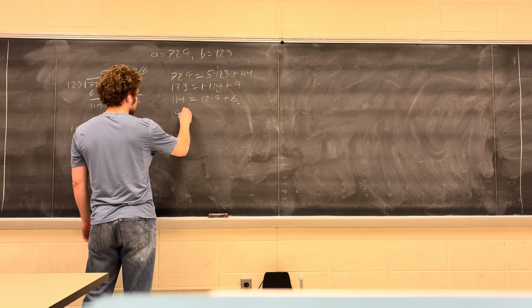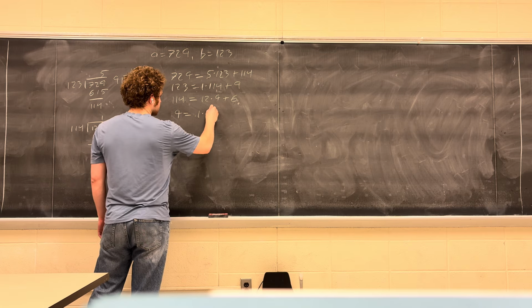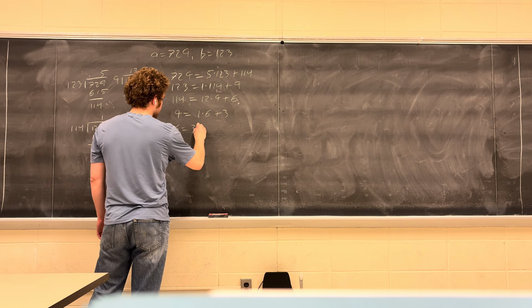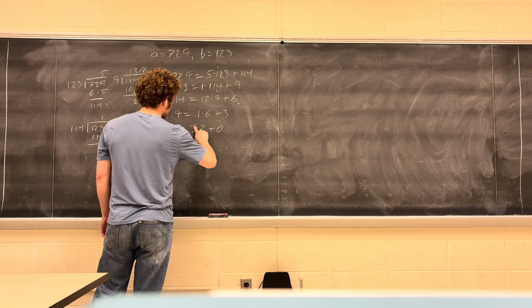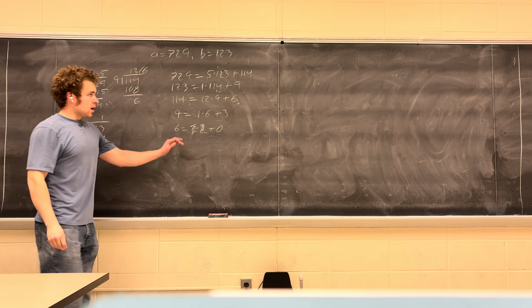Okay, and then the last one's simple, no real need for long division. 9 equals 1 times 6 plus 3. 6 equals 3 times 2 plus 0. Maybe 2 times 3 plus 0 to be consistent with the other videos.